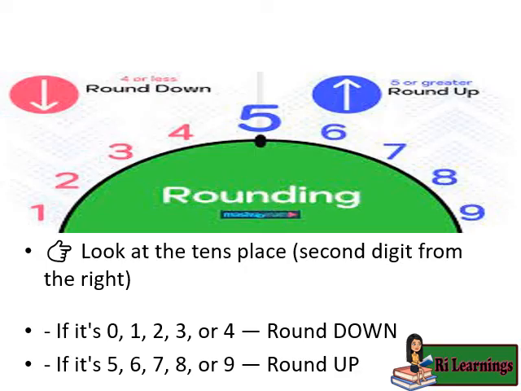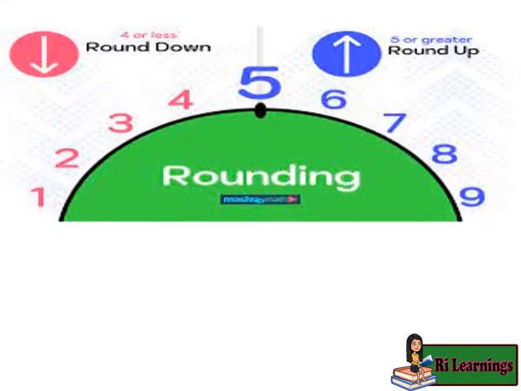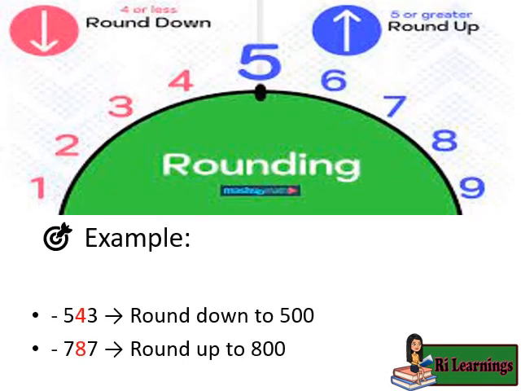The rounding rule. Look at the tens place, second digit from the right. If it's 0, 1, 2, 3, or 4, round down. If it's 5, 6, 7, 8, or 9, round up. Example, 543, round down to 500. 787, round up to 800.